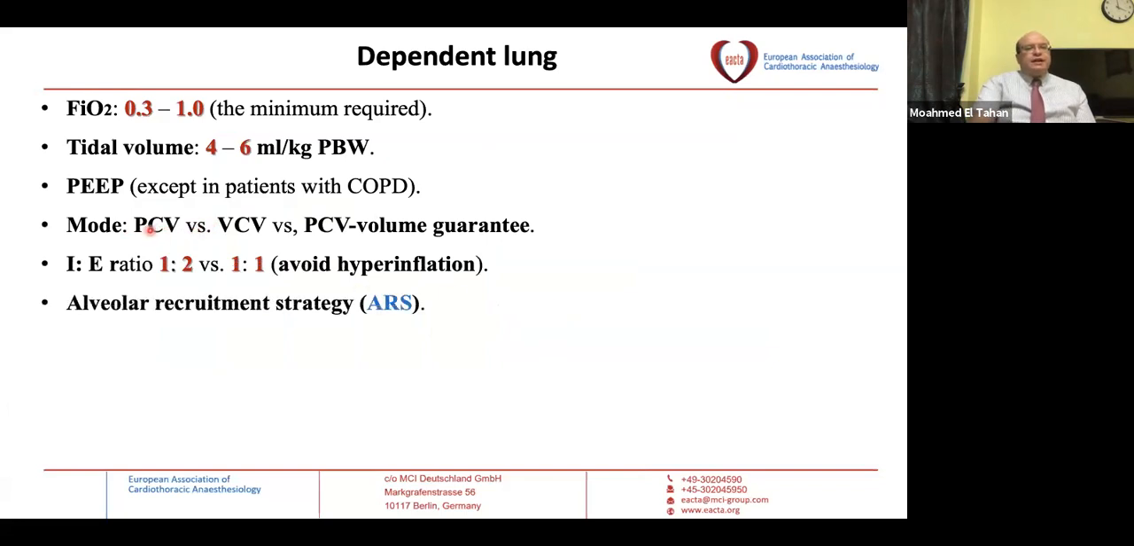Mode of ventilation: pressure control, volume control, or pressure control volume guarantee. Using pressure control in general, or with the volume guarantee, could be associated with lower peak and plateau pressure and hence less incidence of barotrauma. The I:E ratio could be used as 1 to 2 or 1 to 3 if you need to hyperventilate the lung to reduce the incidence of hypercarbia. However, if you are concerned about hypoxemia, you can consider using an inverse I:E ratio 1 to 1 or 1.5 to 1.